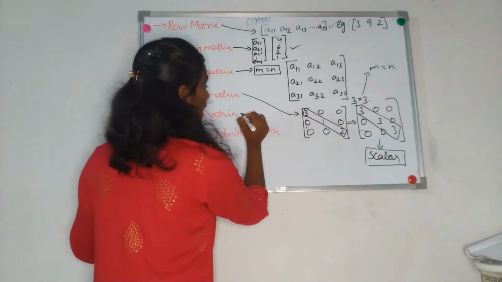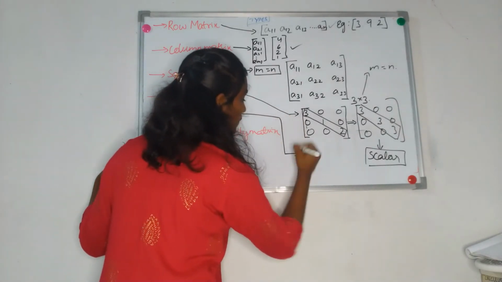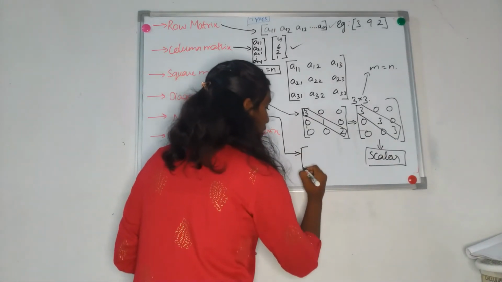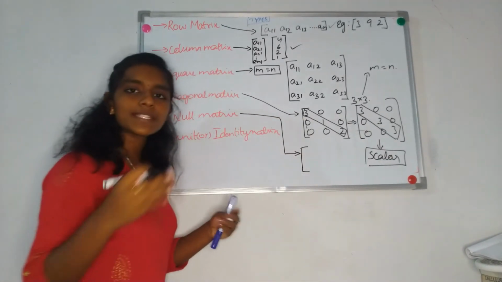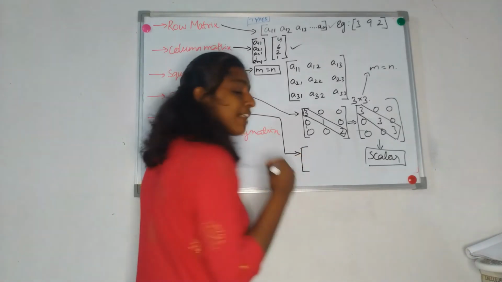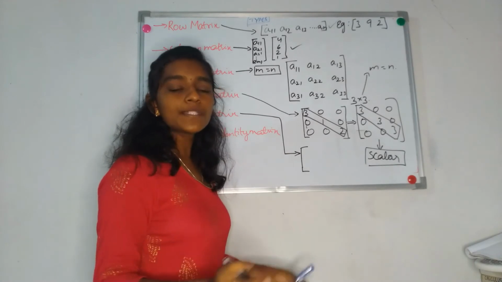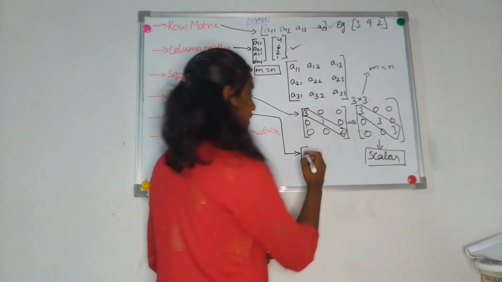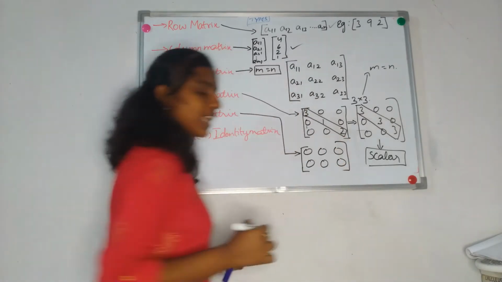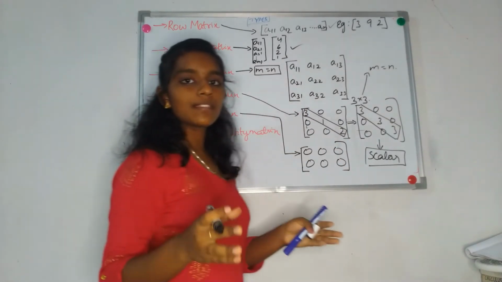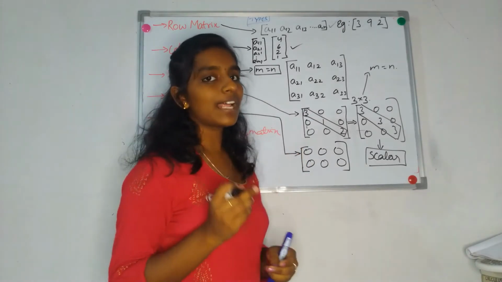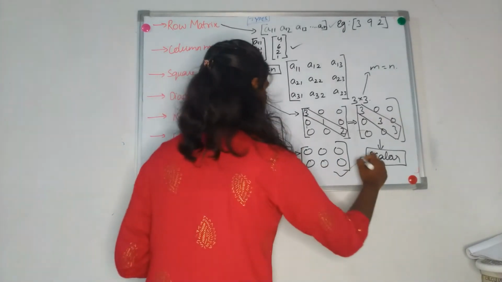Now let us look into the null matrix. What a null matrix is? A null matrix is something in which all the elements are zero. The elements present in it are zero. You may have any number of rows, any number of columns, not required to be a square matrix. So 0, 0, 0, 0, 0, 0. This is one null matrix. All the elements in the matrix are zero, and then that matrix is known as a null matrix.